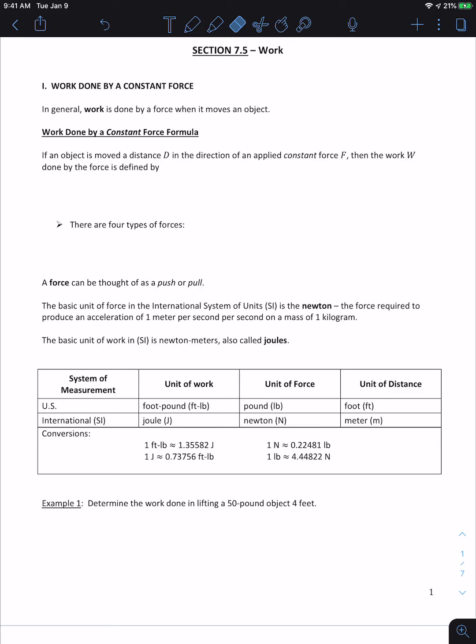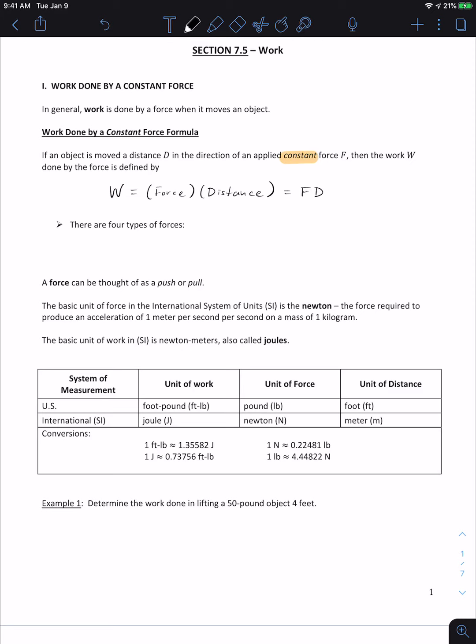If an object is moved a distance d in the direction of an applied constant force, the fact that it's constant is very important here. That's the only time we're allowed to use this formula for work. Then the work done by the force is defined by, here I'm going to write it out explicitly, force times the distance. That's if it's constant, right? So in other words, we call force F and we were calling the distance big capital D. Okay. So that's our formula for work.